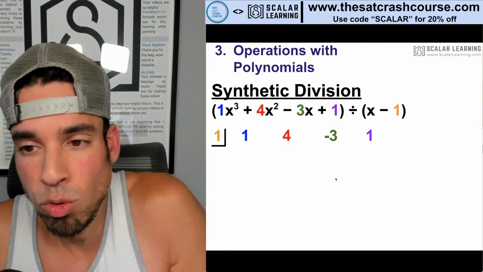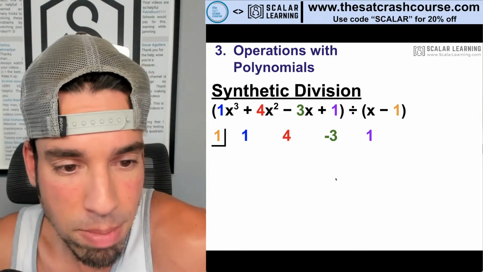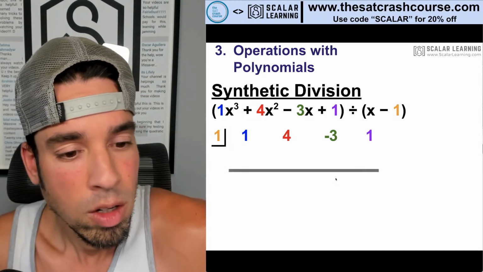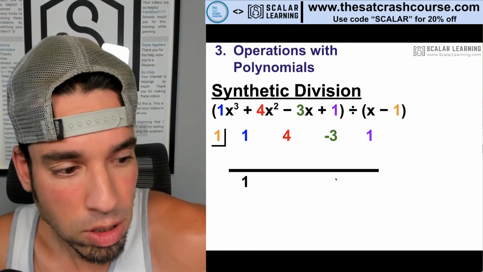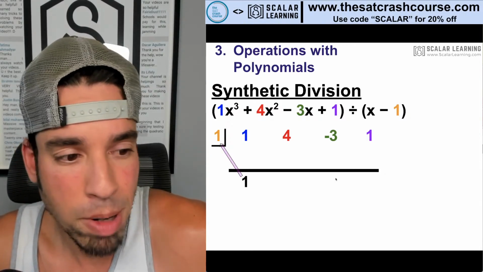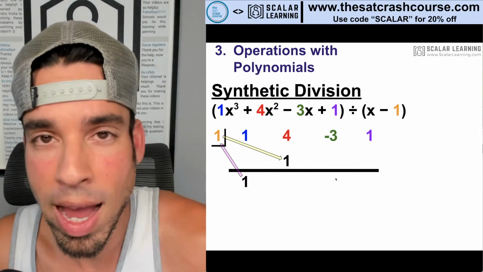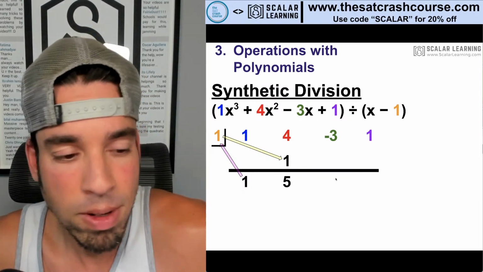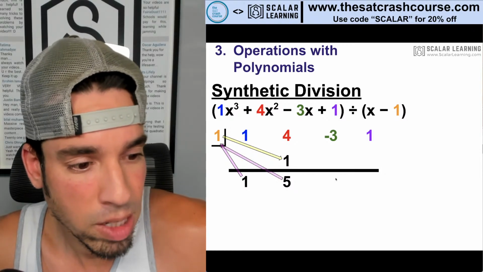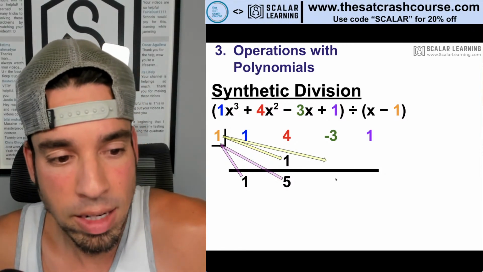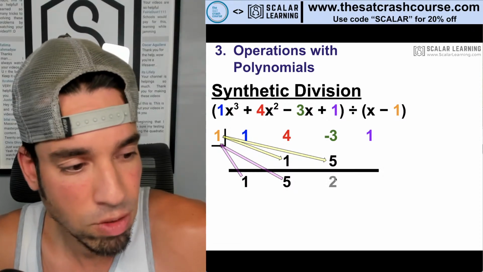And this is going to go through, and now we're going to be able to divide by x minus 1 like so. So we're going to drop that 1 first, and then multiply by that 1 in the box. Put that product right here. 1 times 1 is 1. Then we're going to add: what's 4 plus 1? 5. Then we repeat. 5 times that 1 gives us 5. We add it here. Add negative 3 plus 5, and that gives us 2.